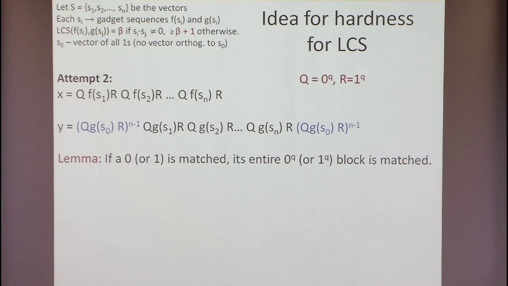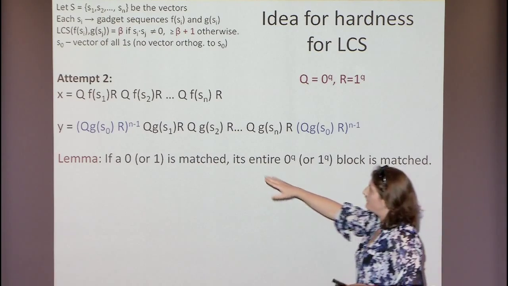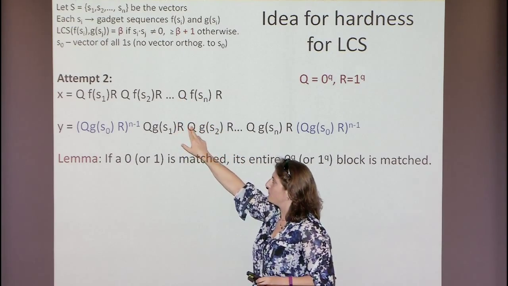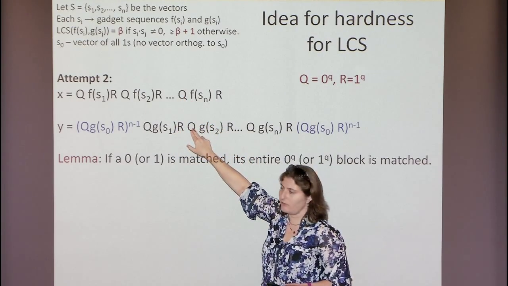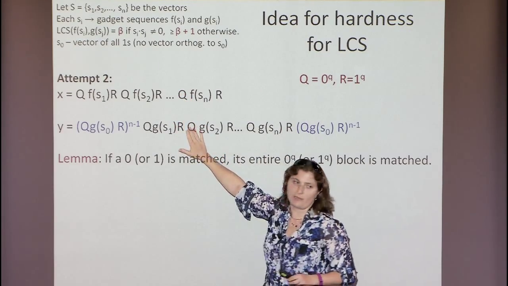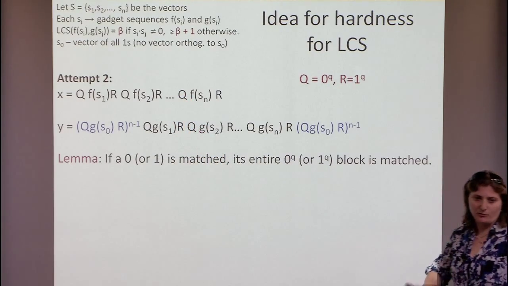Are you saying, like, if you match one bit of one Q in X with another bit of another Q in Y, then you might as well match the entire Q? That is exactly what I'm saying. I'm saying if one of the letters in one of the Qs here is matched to one of the letters of this Q here, then I might as well have matched all of the letters of the two Qs.